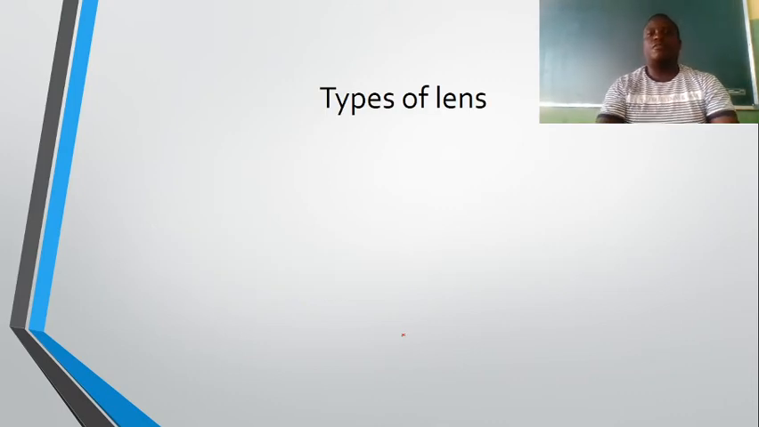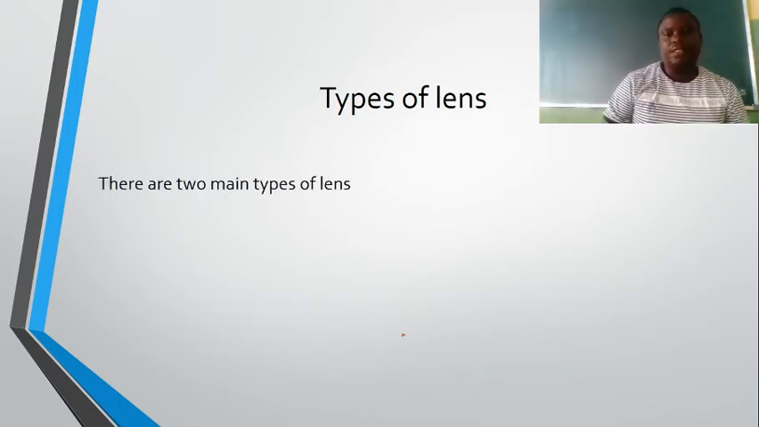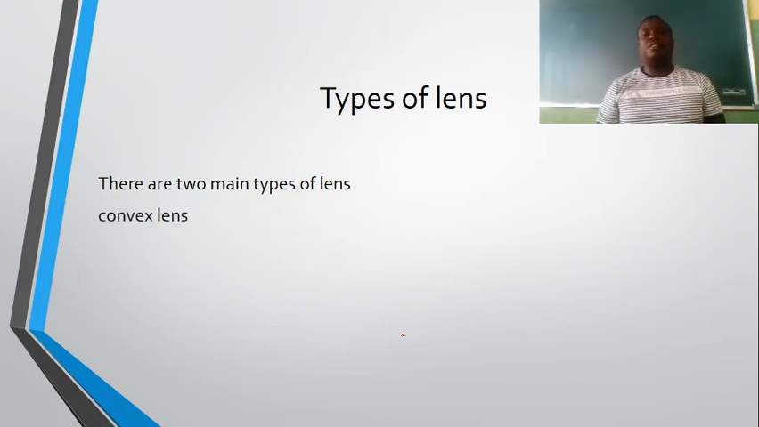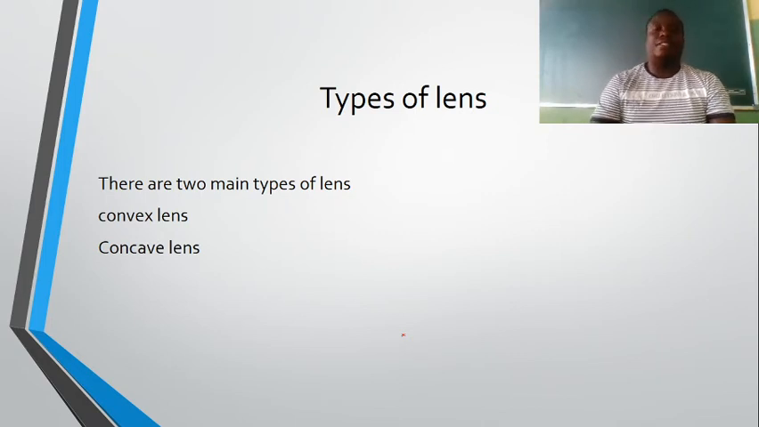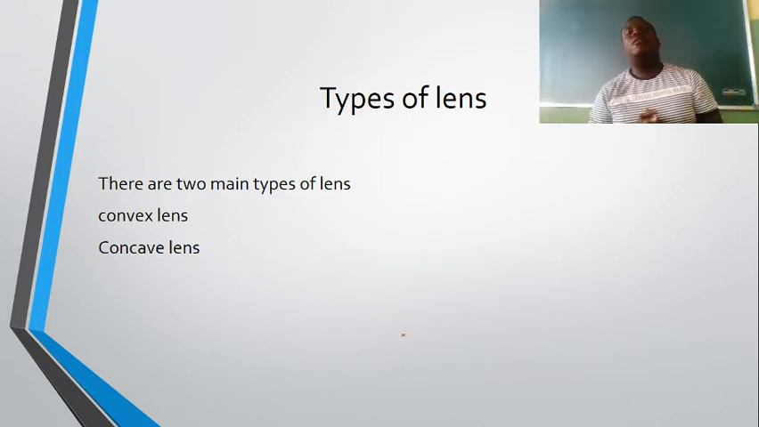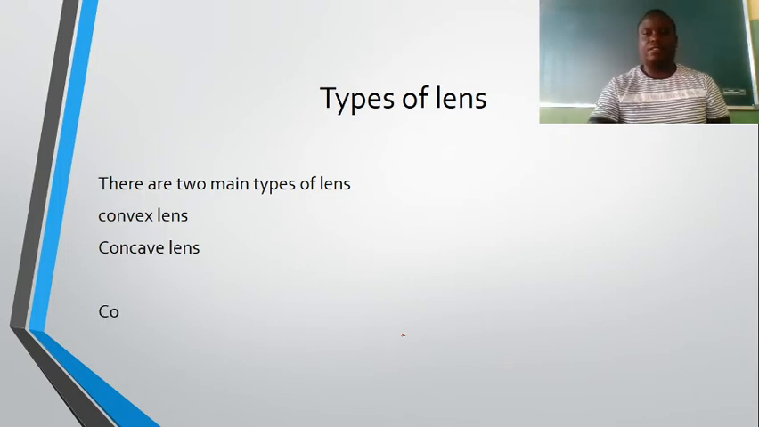So, types of lenses. Let us move very quickly. There are two types of lenses: convex lens and concave lens. I have told you before in the introductory activity that there are two types, convex and concave. In concave, we'll find subtypes, and in convex, you'll also see subtypes. So the main types of lens are convex lens and concave lens.